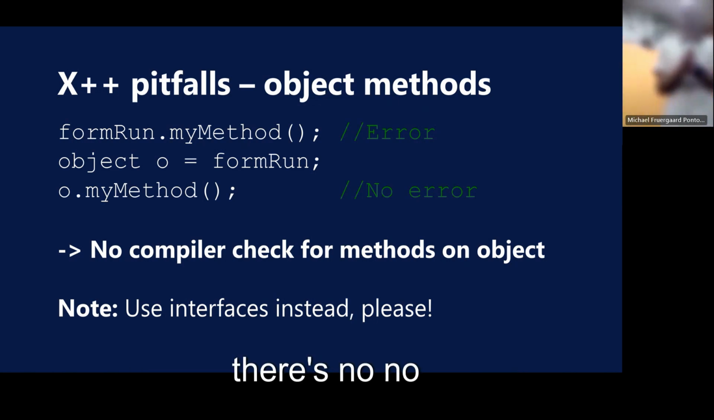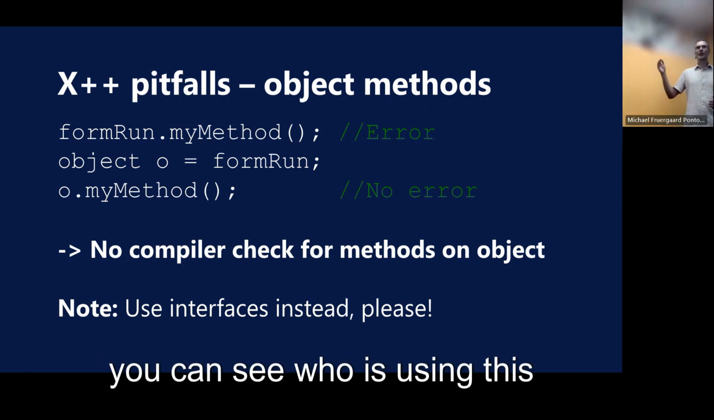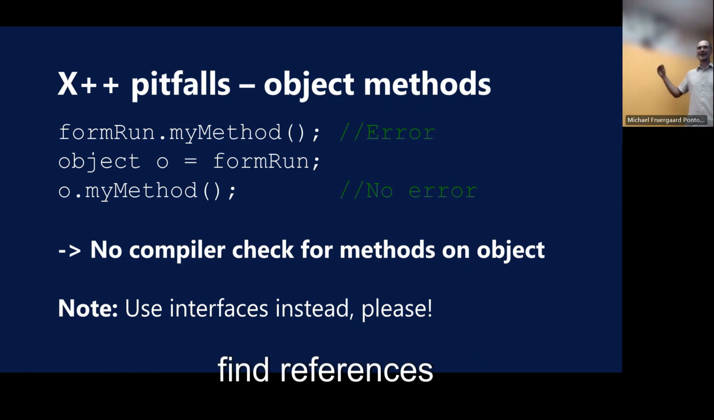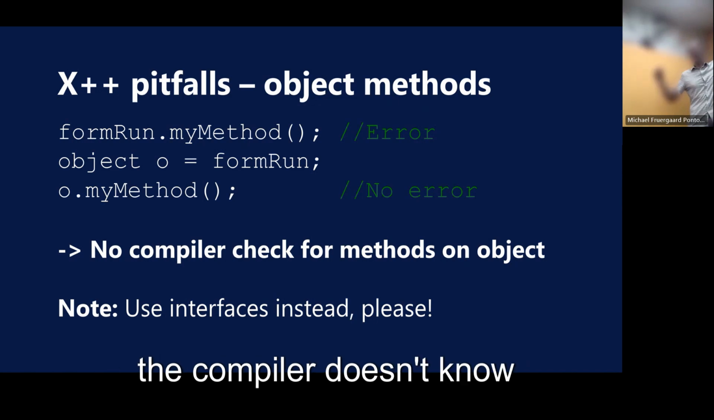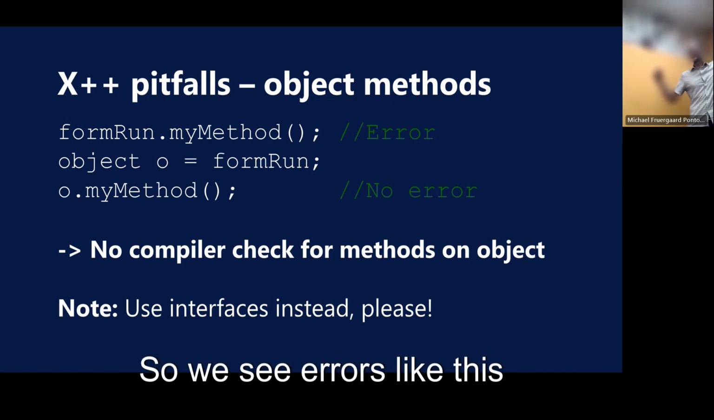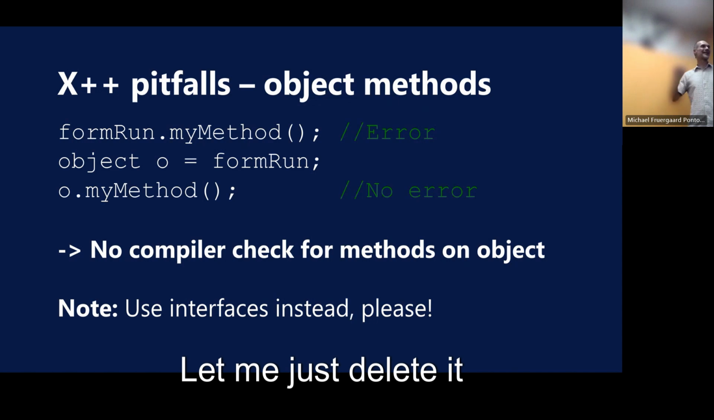And also, when you right-click a method, you can see who is using this. We call it find references. It will not pick this up because the compiler doesn't know. So we see errors like this. This method is not used. Let me just delete it.